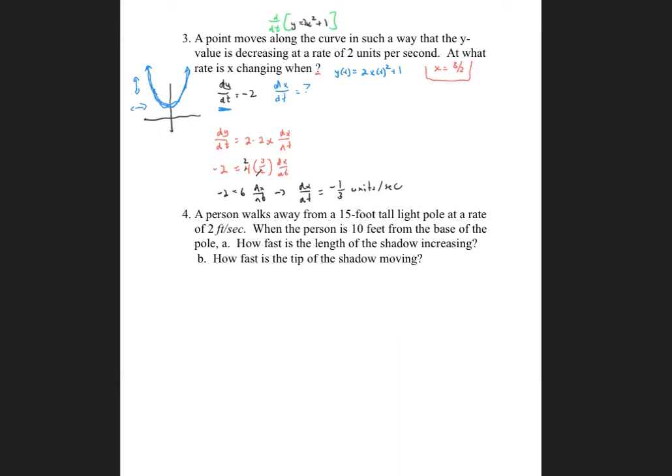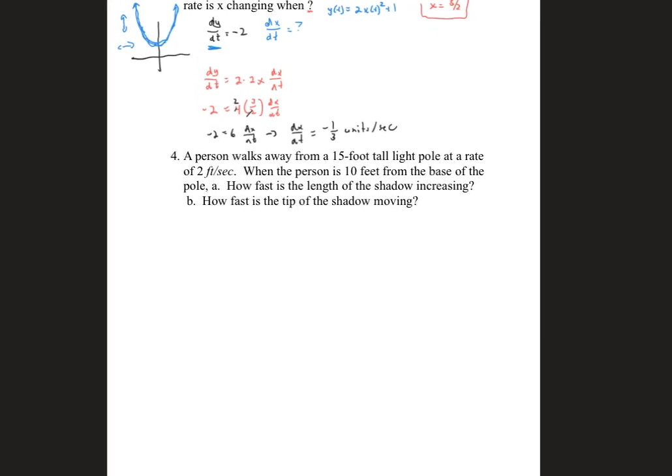Okay, let's look at number 4. See what came through on this one or what didn't. So we have a person walks away from a 15-foot tall light pole. You've got this light pole up here, and this person is walking away from the light pole. Of course, we can see the light coming down here, at a rate of 2 feet per second.